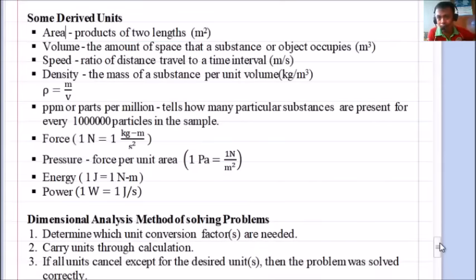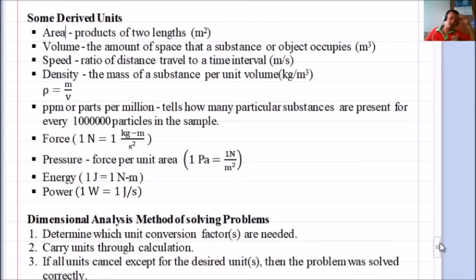Yung speed naman or velocity, kung walang direction, speed, the ratio of distance traveled to a time interval. And of course, the unit there is meters per second. ppm, or tinatawag din parts per million. Usually, ang inaalam dyan is ilang particular substances ang meron sa 1 million particles na nasa sample. Pagdating po sa ppm, usually sa mga hangin, mga dust.